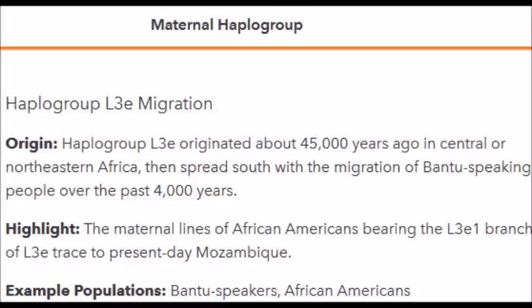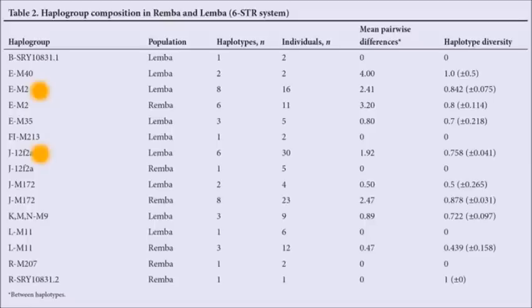All right, hang in there. We're almost to the end. All right, here we go. Here's the second part of the DNA segment. Now, let me set this up. What we're looking at here is a copy of the various haplogroups of the African Lemba.